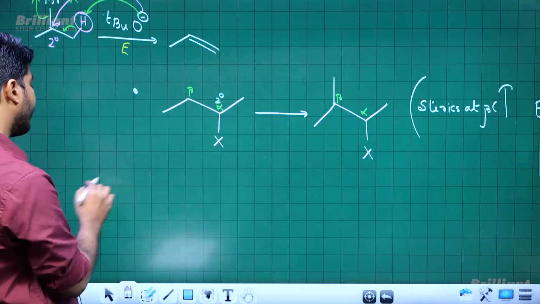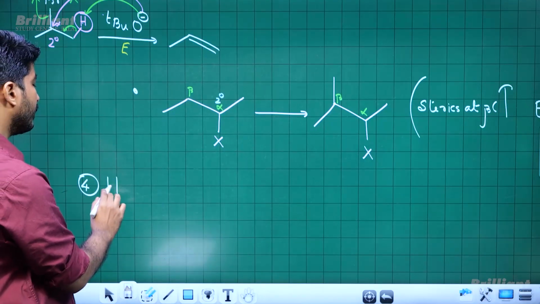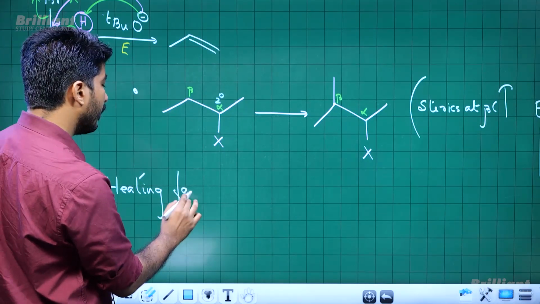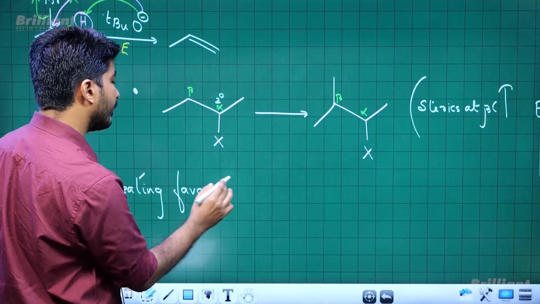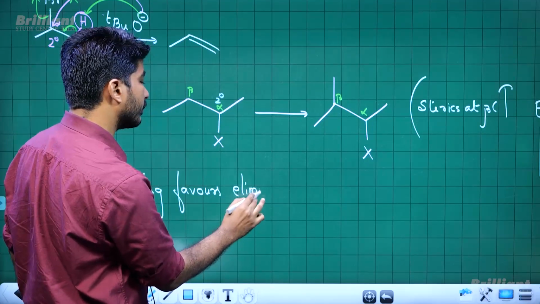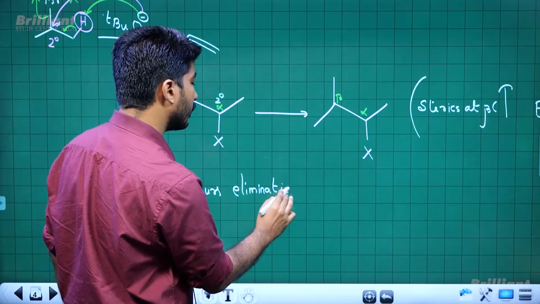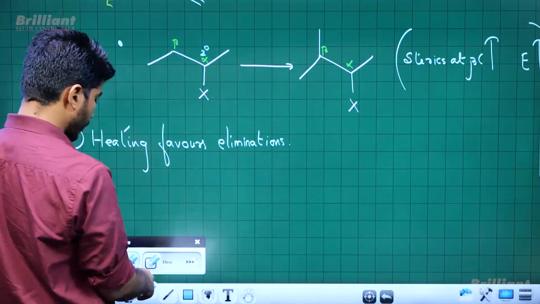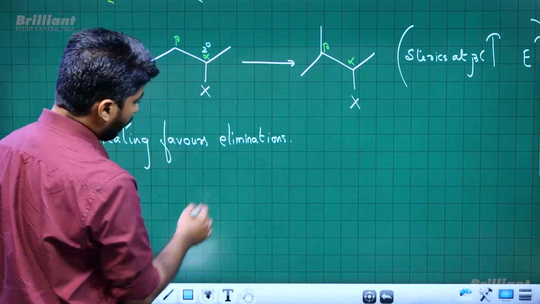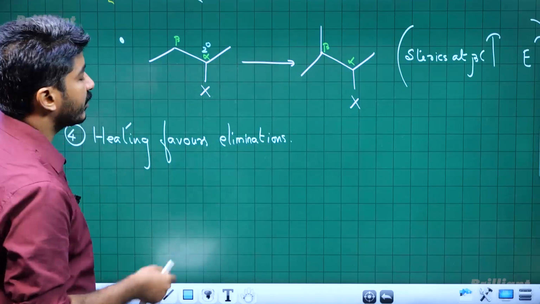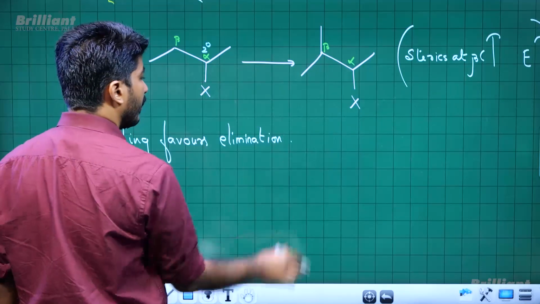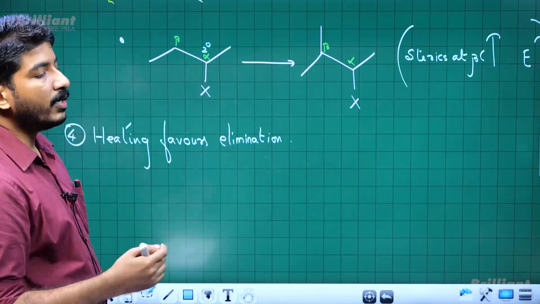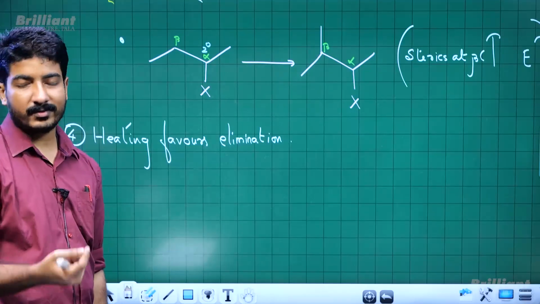Now, as a final rule, heating favors elimination. High temperature is another factor which favors elimination. It favors means it gives a little more preference for elimination, that's it. It is not like whenever there is heating, there will be elimination. It only increases the percentage of elimination product.